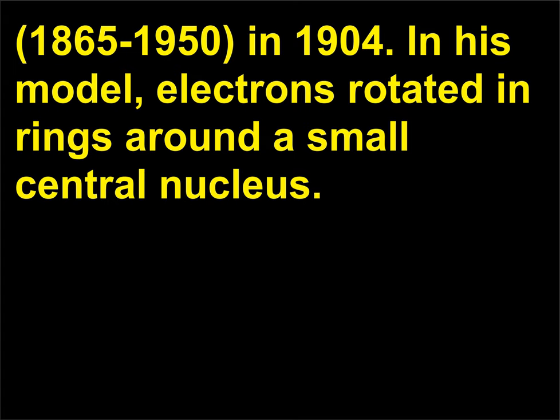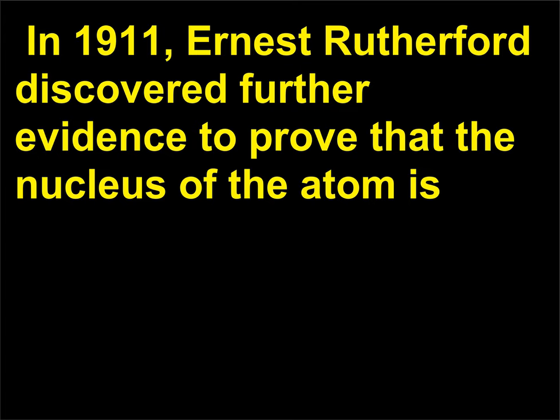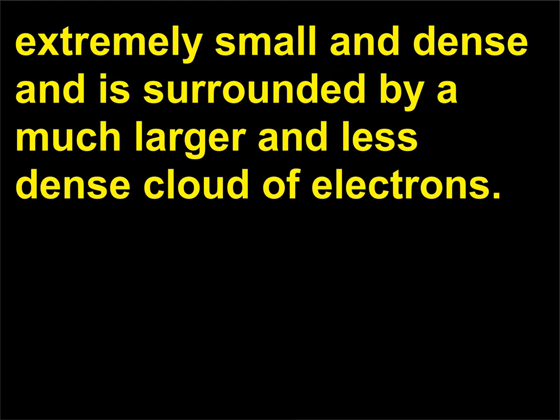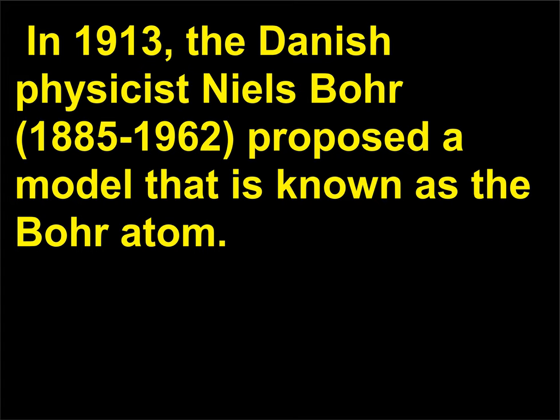In 1911, Ernest Rutherford discovered further evidence to prove that the nucleus of the atom is extremely small and dense and is surrounded by a much larger and less dense cloud of electrons. In 1913, the Danish physicist Niels Bohr, 1885-1962, proposed a model that is known as the Bohr atom.